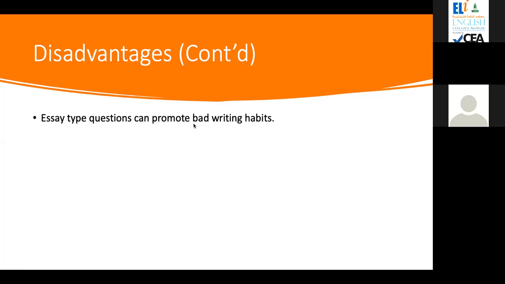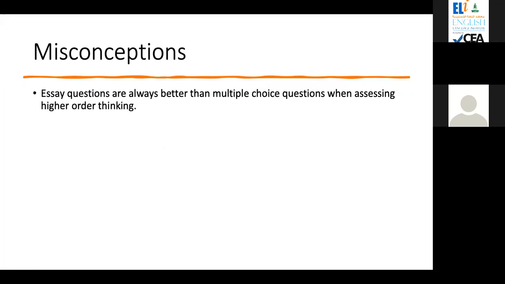But in an essay exam, students go for a one-shot exam, and a lot of things happen under time constraint issues. So teacher feedback, peer feedback and self-correction or self-reflection are very critical in good writing habits. So this is not assessed in that particular context. Misconceptions we can see.